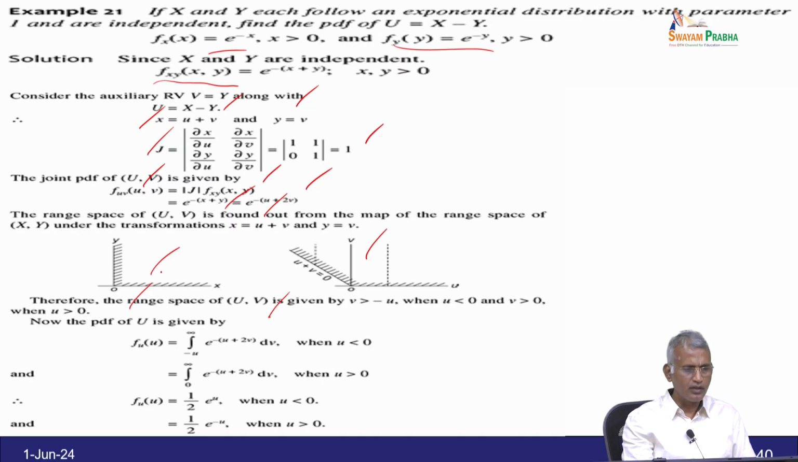So, therefore, f of U of u is equal to the integral from minus u to infinity of e power minus of (u plus 2v) dv when u is negative, and the integral from 0 to infinity of e power minus of (u plus 2v) dv when u is positive. So, f of U of u, integrating with respect to v, we have e power u by 2 and the second one is e power minus u by 2, when u is negative and positive respectively.